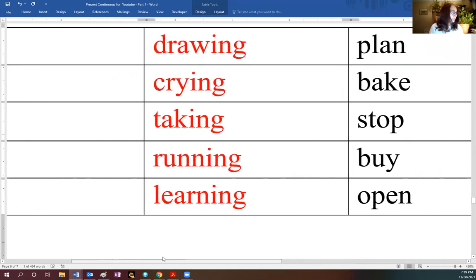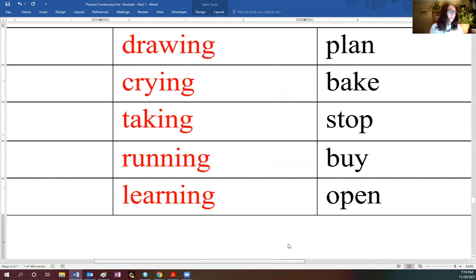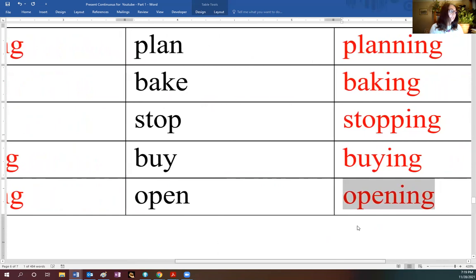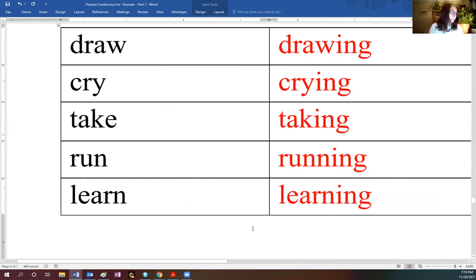Check your answers again. So for draw, it was drawing, cry, crying, take, taking, no more E, run, running with double N, learn, learning, plan, planning with double N, bake, baking, stop, stopping with double P, buy, buying, and open, opening. Okay, so if you did it like this, that means that you understand most of the spelling rules.